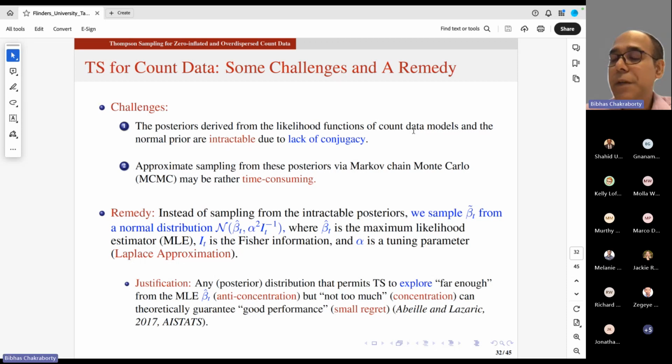And what is the justification for that? A justification emerged only a few years back in the AI stats literature. They showed theoretically that any posterior distribution that permits Thompson sampling to explore far enough from the MLE, but not too much, and they quantified what that means. Under those conditions, under that concentration and anti-concentration properties, it can be guaranteed that the Thompson sampling will perform well. And what it means to perform well, I'll come to that.